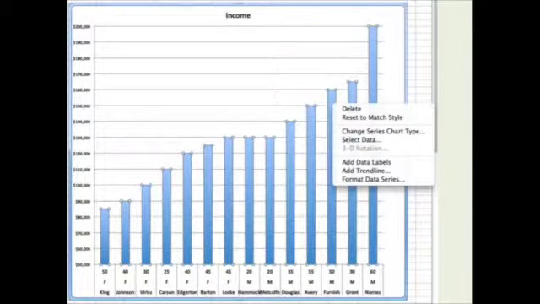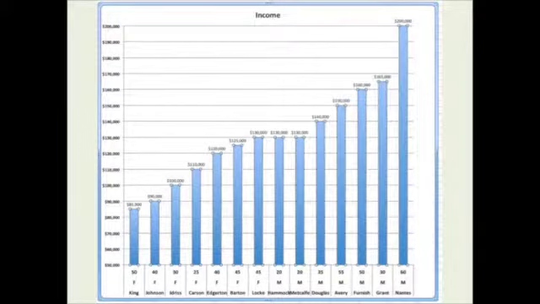So right-clicking on the blue columns, this is the dialog that comes up. I click on Add Data Labels. So there they are. I'll bold them too.